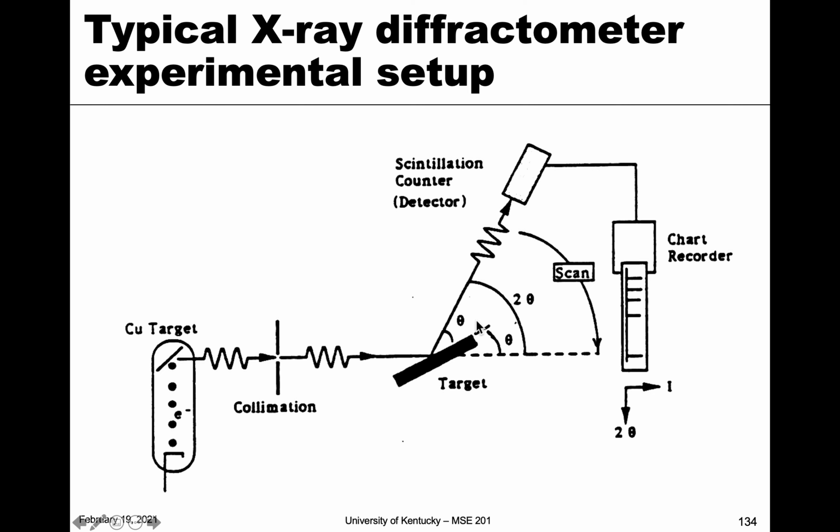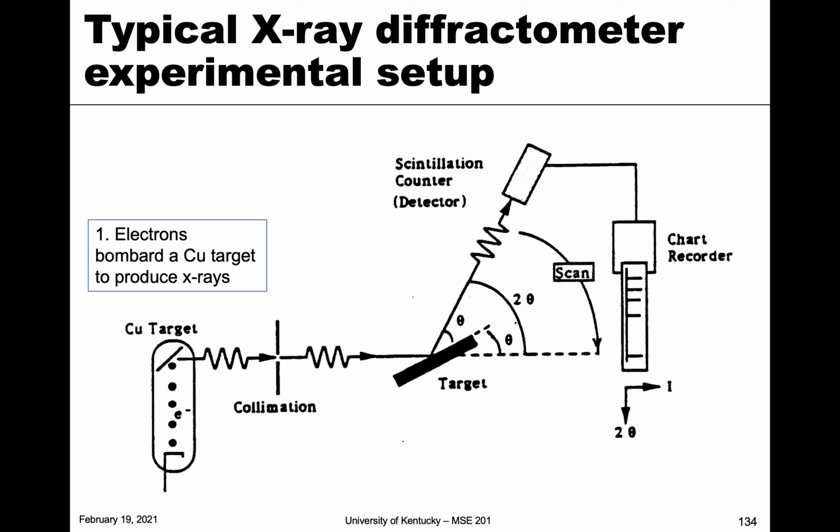And I know it looks kind of old, but it's just a really simple diagram showing you what this experiment would look like. So let's go through the details here. Let's start with the first thing. Over here, you see that it says copper target, and then you have a collimation, and basically this whole thing is about producing X-rays. If we bombard copper with electrons, it will actually produce X-rays. And those X-rays have a very specific wavelength.